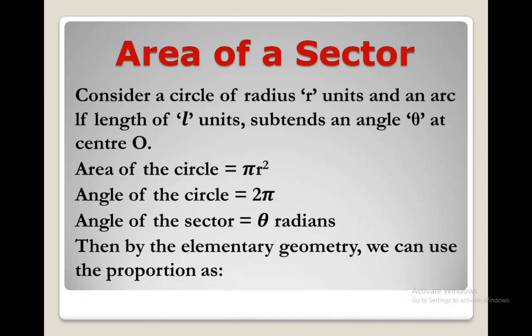We consider a circle of radius small r units and an arc of length small l units that subtends an angle theta at the center O. We know that area of circle is pi r square. We have angle of circle is equal to 2 pi, everybody knows. Angle of the sector is equal to theta radians. Then from the elementary geometry, we can use the proportion as.